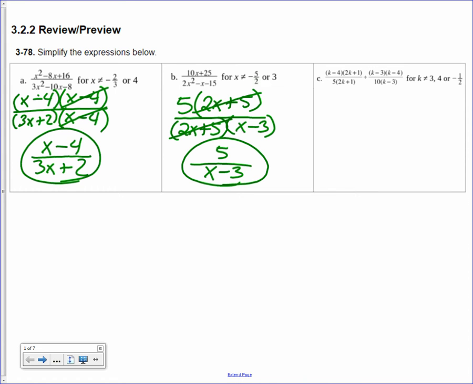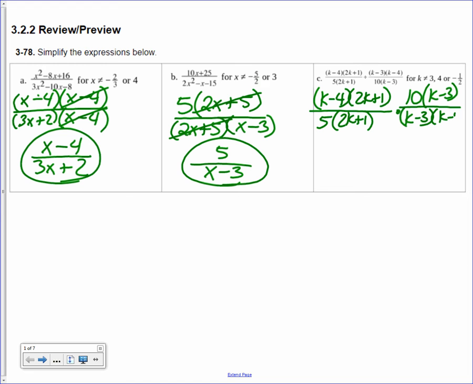For C, I was dividing. So I had to factor it, but I also had to remember to flip the second one. So actually, I didn't have to factor it. It was factored for me already. So k minus 4, 2k plus 1, over 5, 2k plus 1, then times 10 groups of k minus 3 over k minus 3, k minus 4.